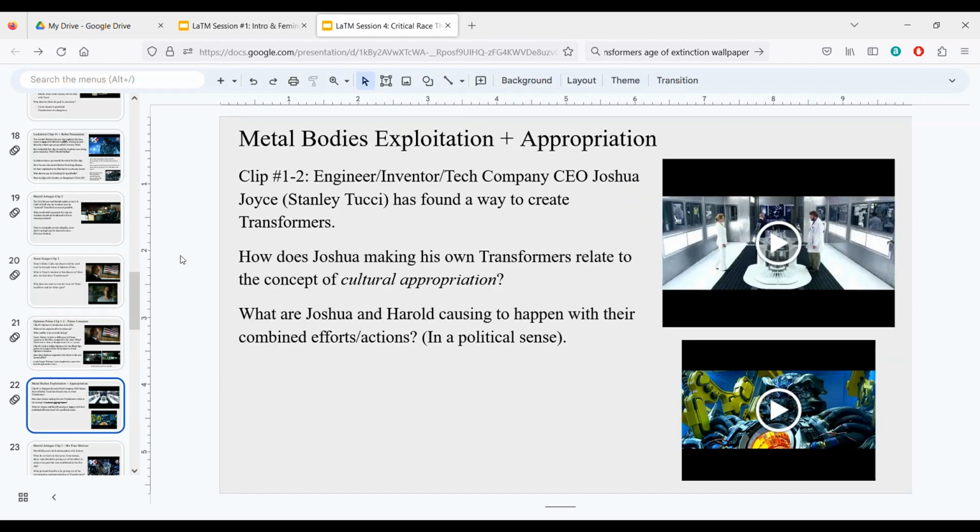The metal body's exploitation and appropriation. The engineer, inventor, tech company CEO Joshua Joyce, the Stanley Tucci character, has found a way to create Transformers. How does Joshua making his own Transformers relate to the concept of cultural appropriation? What are Joshua and Harold causing to happen with their combined efforts and actions in a political sense?